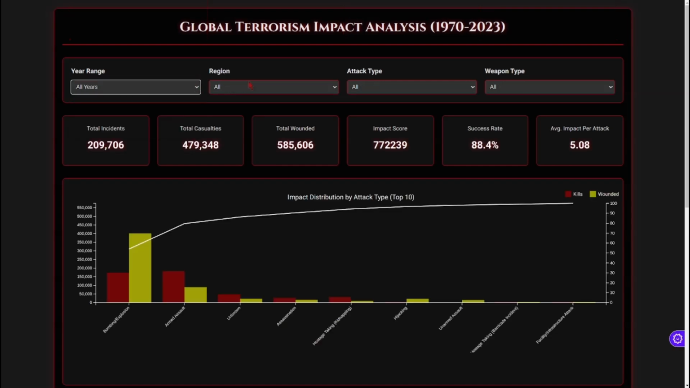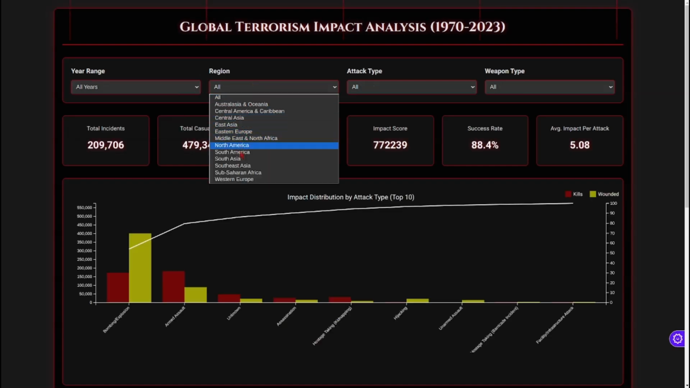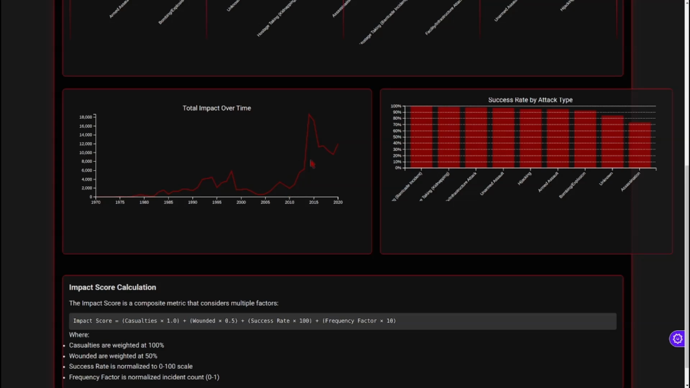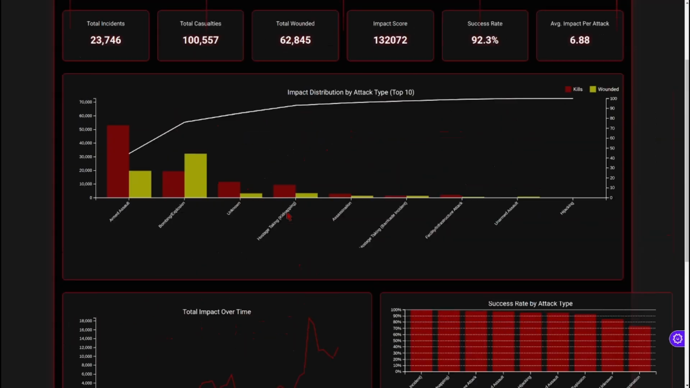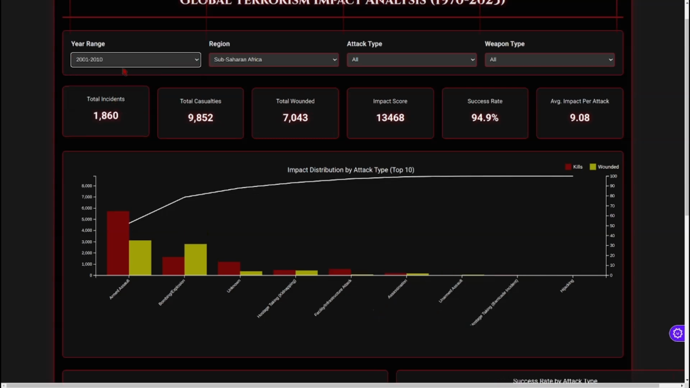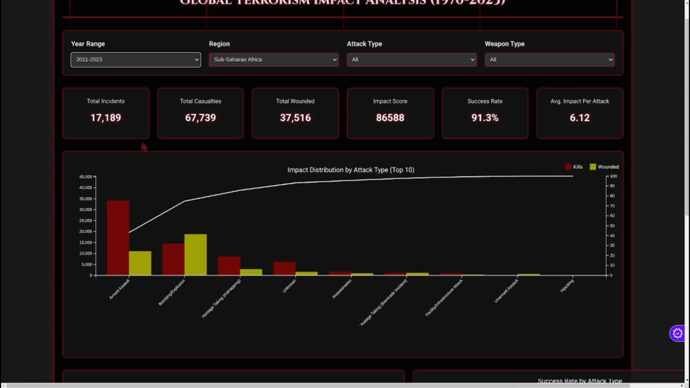Pre-2000, attacks were primarily marked by armed assaults and targeted assassinations. Post-2000s, there has been a clear shift towards suicide bombings and large-scale assaults. These insights offer a deeper understanding of not only where and when terrorist activities occur, but also how tactics have shifted over time.